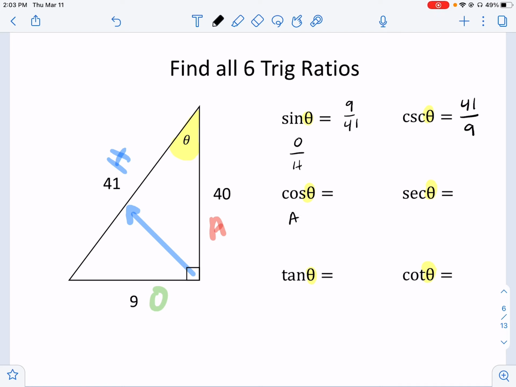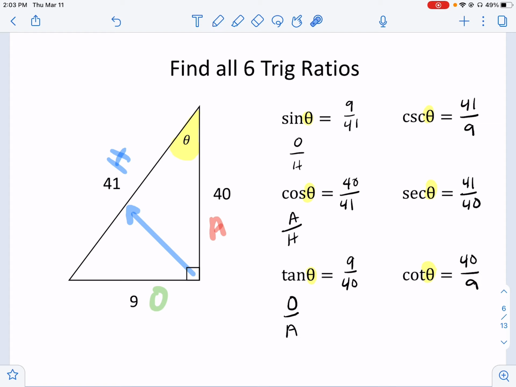Cosine is always adjacent over hypotenuse, so that becomes 40 over 41. So secant must be 41 over 40. And then tangent is opposite over adjacent, so that's going to give me 9 over 40, which means cotangent is automatically 40 over 9.